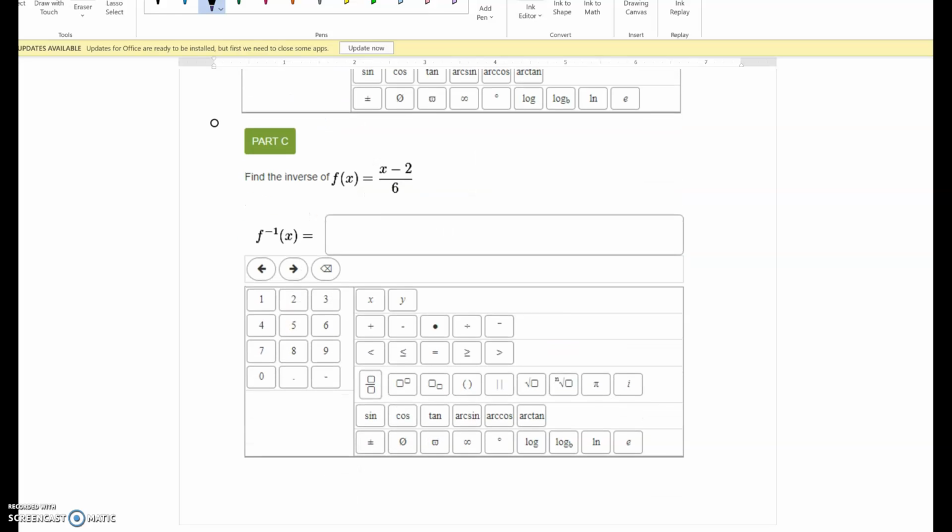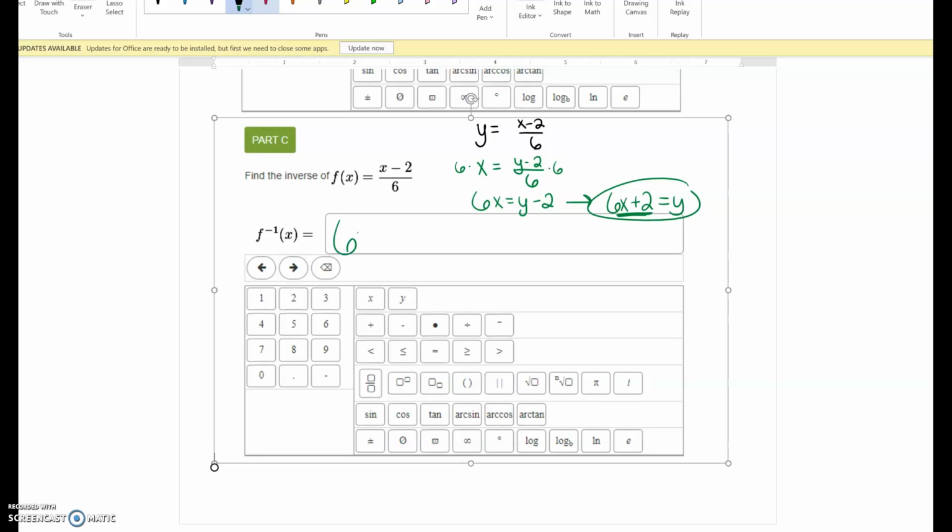Part C, find the inverse. First step, this is y equals x minus 2 over 6. Switch the y to x, switch the x to y. Okay, this one's a little bit weird. The first thing we need to do is get rid of the divided by 6. We do that by multiplying both sides by 6. So we have 6x equals y minus 2. And then we would add 2 to both sides to get 6x plus 2 equals y. So that 6x plus 2 is what we're entering. This one should be the easiest one to type in. 6x plus 2.